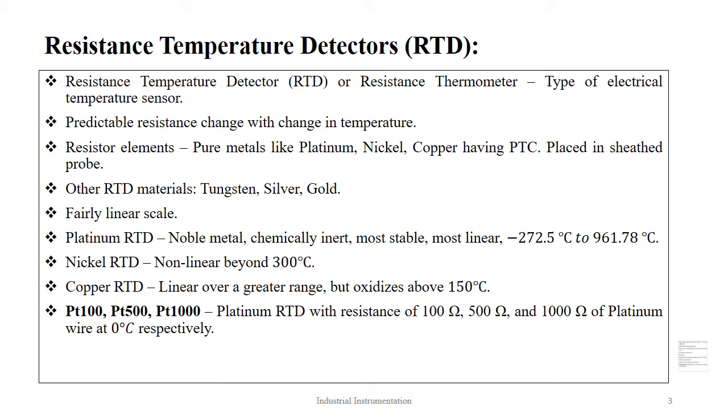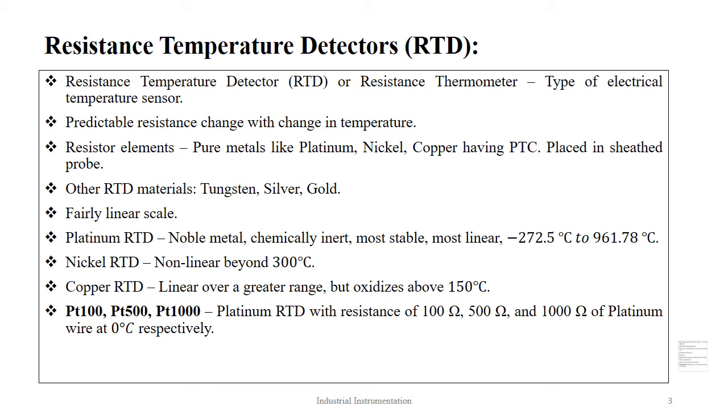Platinum is the noble metal which is chemically inert and has the most stable R versus T relationship over the largest temperature range from -272.5 degrees Celsius to 961.78 degrees Celsius, making it the best RTD candidate. Nickel R versus T tends to become nonlinear beyond 300 degrees Celsius, and although copper has a linear reading over a significant temperature range, it gets oxidized at moderate temperature and therefore cannot be used beyond 150 degrees Celsius.